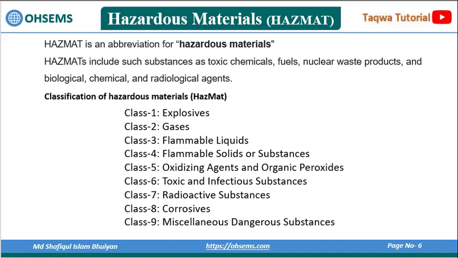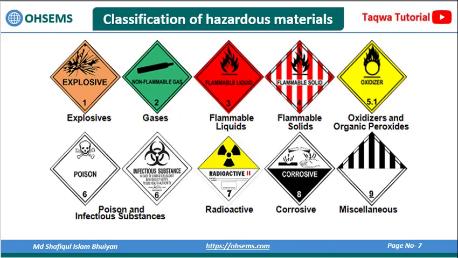Classification of hazardous materials: HAZMAT Class 1, explosives. Class 2, gases. Class 3, flammable liquids. Class 4, flammable solids or substances. Class 5, oxidizing agents and organic peroxides. Class 6, toxic and infectious substances. Class 7, radioactive substances. Class 8, corrosives.